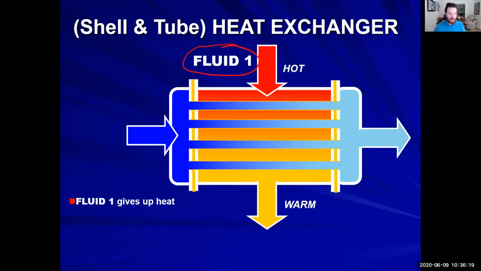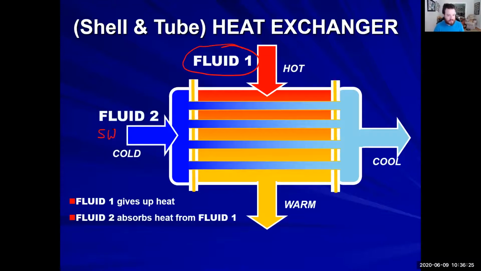All right. So fluid one is giving up its heat. Fluid two, which is our salt water, is absorbing the heat. It's taking in that heat from fluid one. All right. Our main purpose is not fluid two. In this case, we only care about fluid one. We want that stuff to go from hot to warm, or from a gas to a liquid.